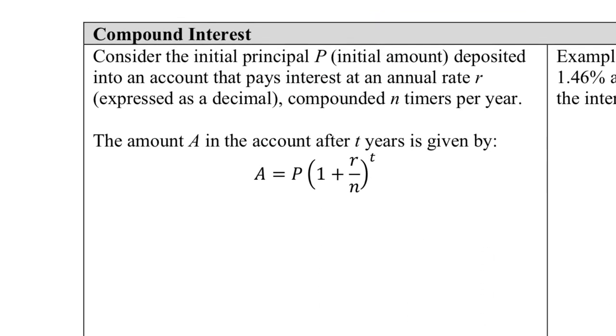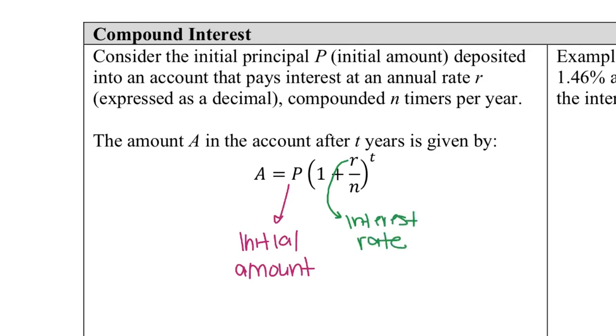Now let's talk about compound interest. This usually happens with bank accounts. Consider the initial principal P, which is the initial amount deposited into a bank account that pays interest at an annual rate R, expressed as a decimal. So R is the interest rate that is compounded n times per year. This n is how many times a year you're being compounded.